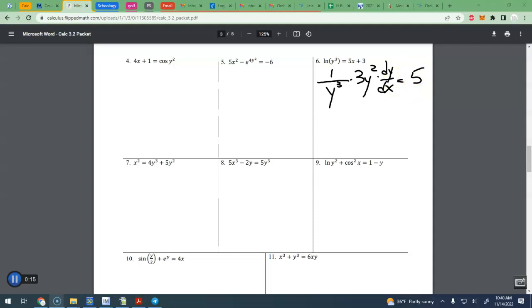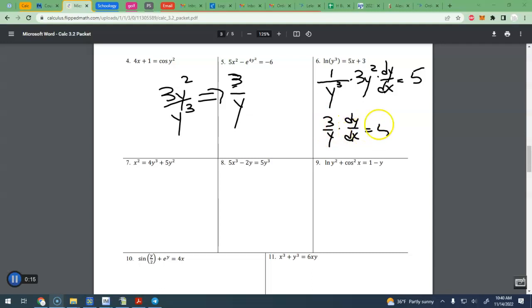And if I look at that, 3y squared over y to the third, that's really like 3 over y, right? Because there'll be 1 extra y on the bottom and 3 on top. So 3 over y times dy dx equals 5, and then I would probably multiply both sides by y over 3. So that would all cancel, and you would get dy dx equals 5y over 3.